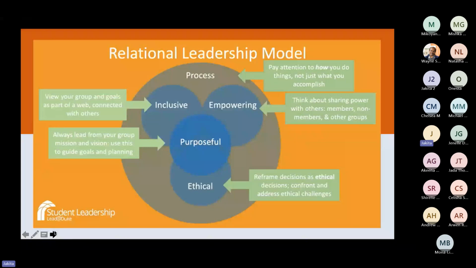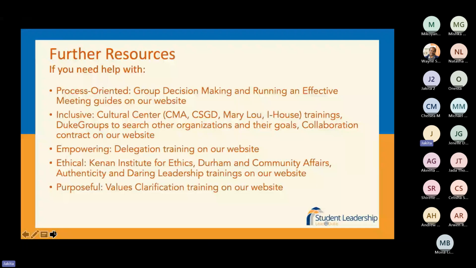There are many more resources on our website and throughout the university community to help you develop and practice leadership in each of these areas. Consider just a few areas in which you want to work and reach out to some of the resources listed to learn more.